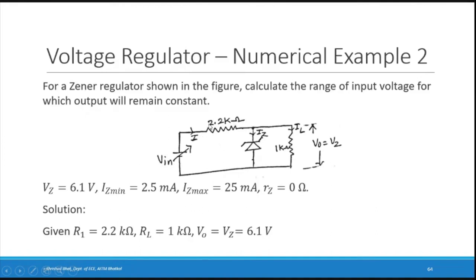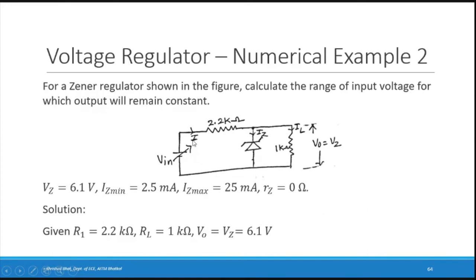You have been given the resistance R1 is 2.2K. It is there in the circuit. RL is 1K, and Vz is given as 6.1 volts. So you know that V0 is equal to Vz, which is also 6.1 volts. Rz is mentioned as 0 ohms. That is the Zener impedance or Zener resistance. We will just ignore that since it's 0 ohms anyway. Then the minimum and maximum values of Zener currents are given. Iz min is 2.5 milliamps, and Iz max, the maximum value of Zener current, is 25 milliamps.